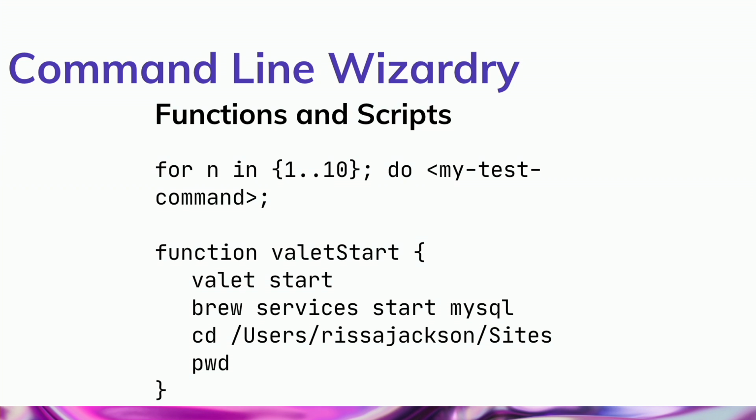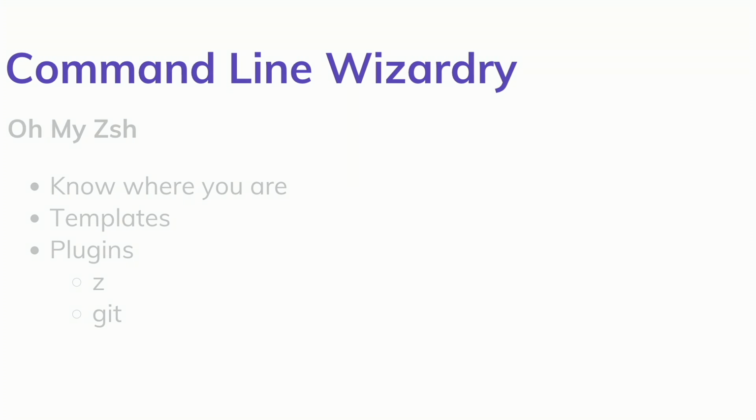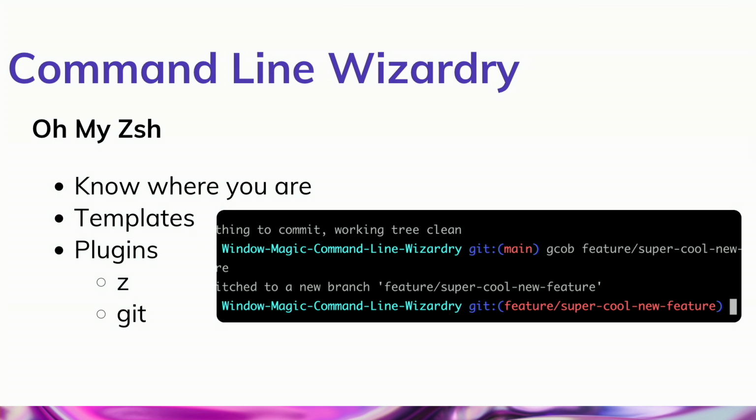And then I have an example of a pretty simple function. I used to work in an agency, and I had some projects that were using Valet, and I had a couple projects that were using Docker. And so I used this to kind of switch in between them really quickly, something similar to this. These are some great ways to just make your life a little bit faster.